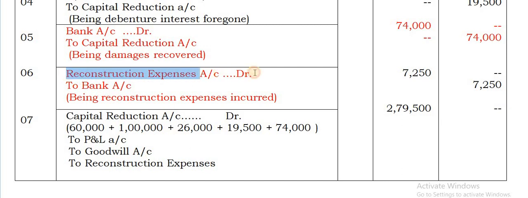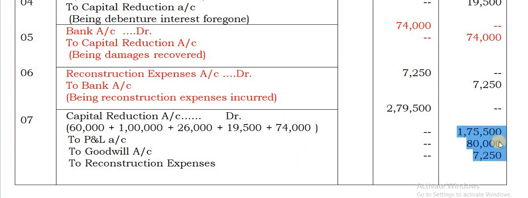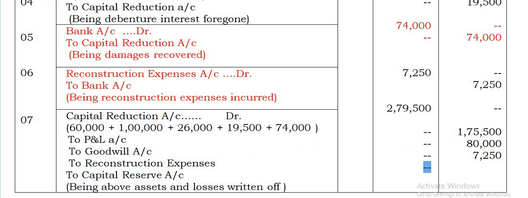This is what I said. Once it is being debited, the same is being credited to the capital reduction account, it is being written off completely. So those amounts, 1,75,500, 80,000 and 7,250. Still the difference is transferred to the capital reduction account and capital reserve account. So capital reserve account is 16,750.